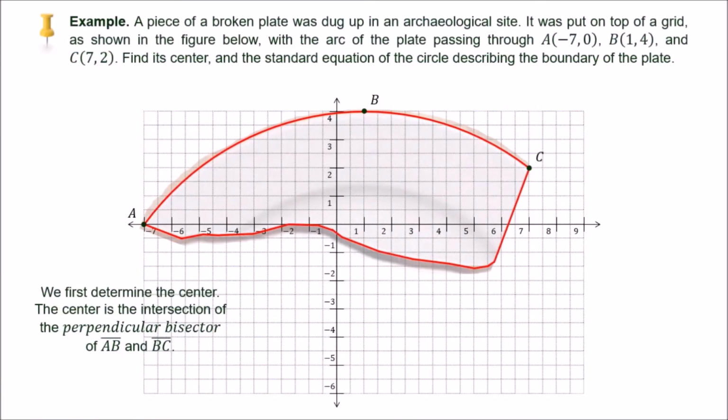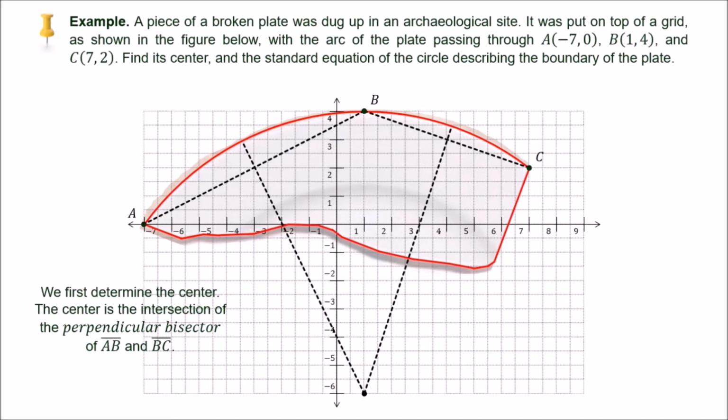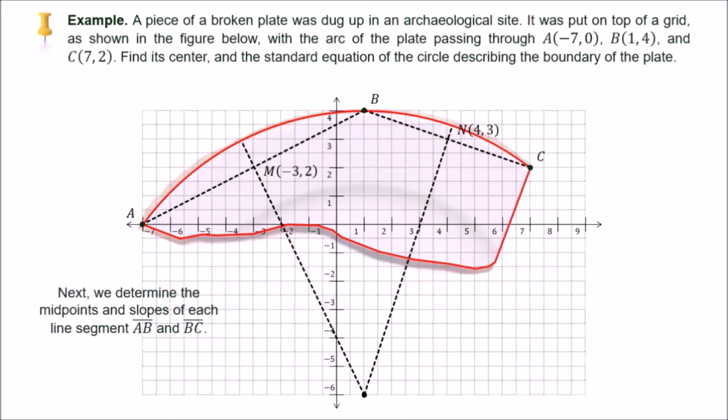In the figure, the line segment AB and the line segment BC are the chords of the given circle. The perpendicular bisector of these line segments passes through the center of the circle. Next, we compute for the slopes of each of the line segments AB and BC. Recall that the slope of a line is defined as rise over run.